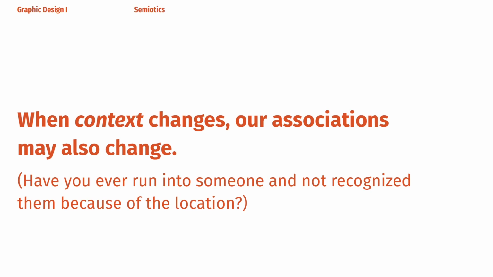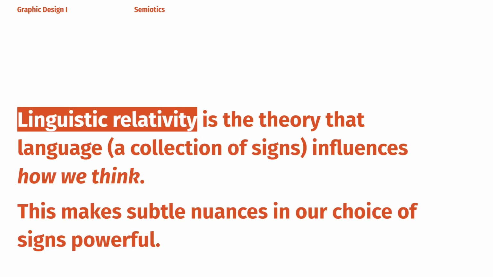And this can help us think about a theory called linguistic relativity, which is the theory that language or collections of signs actually influence how we think. So language and writing are not just ways that we communicate what we are already thinking, but it becomes the medium by which we actually do that thinking. And so the words we use and the context we put them in is really, really important. And those subtle changes and nuances can be really powerful in terms of shaping communication or culture.